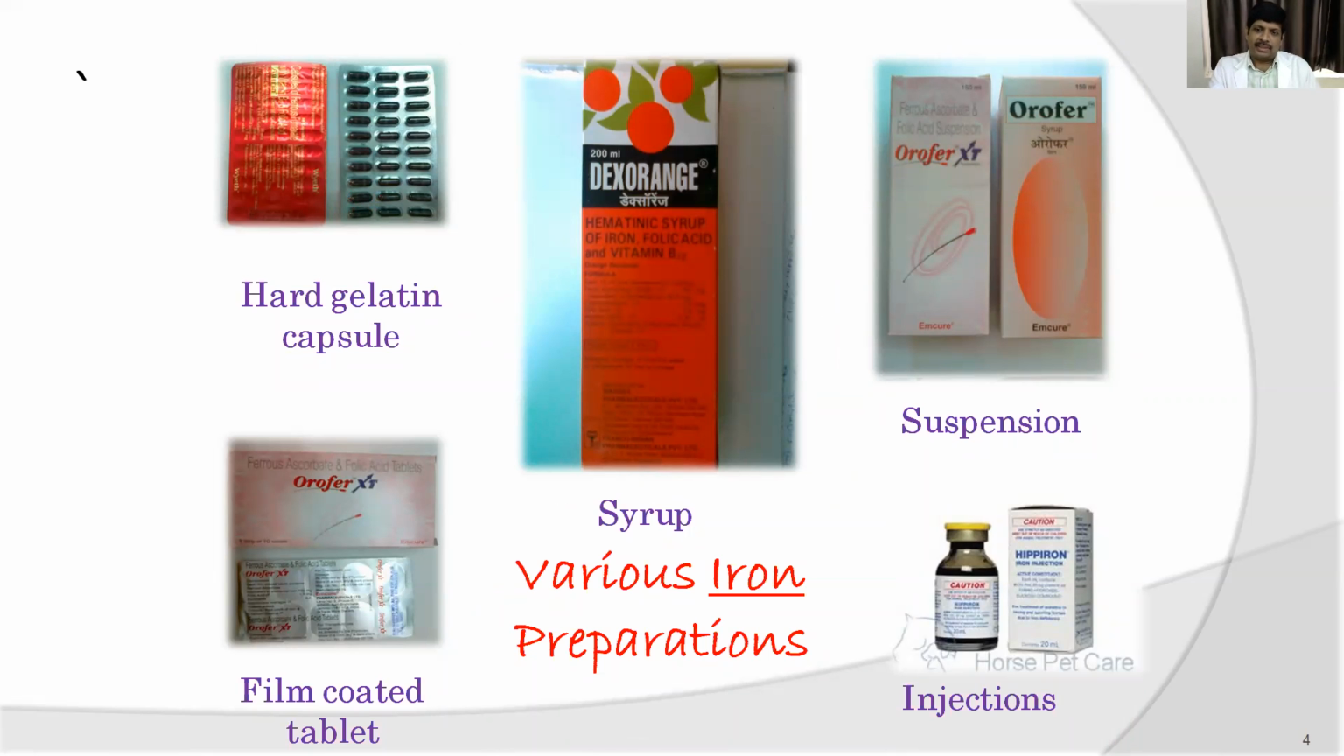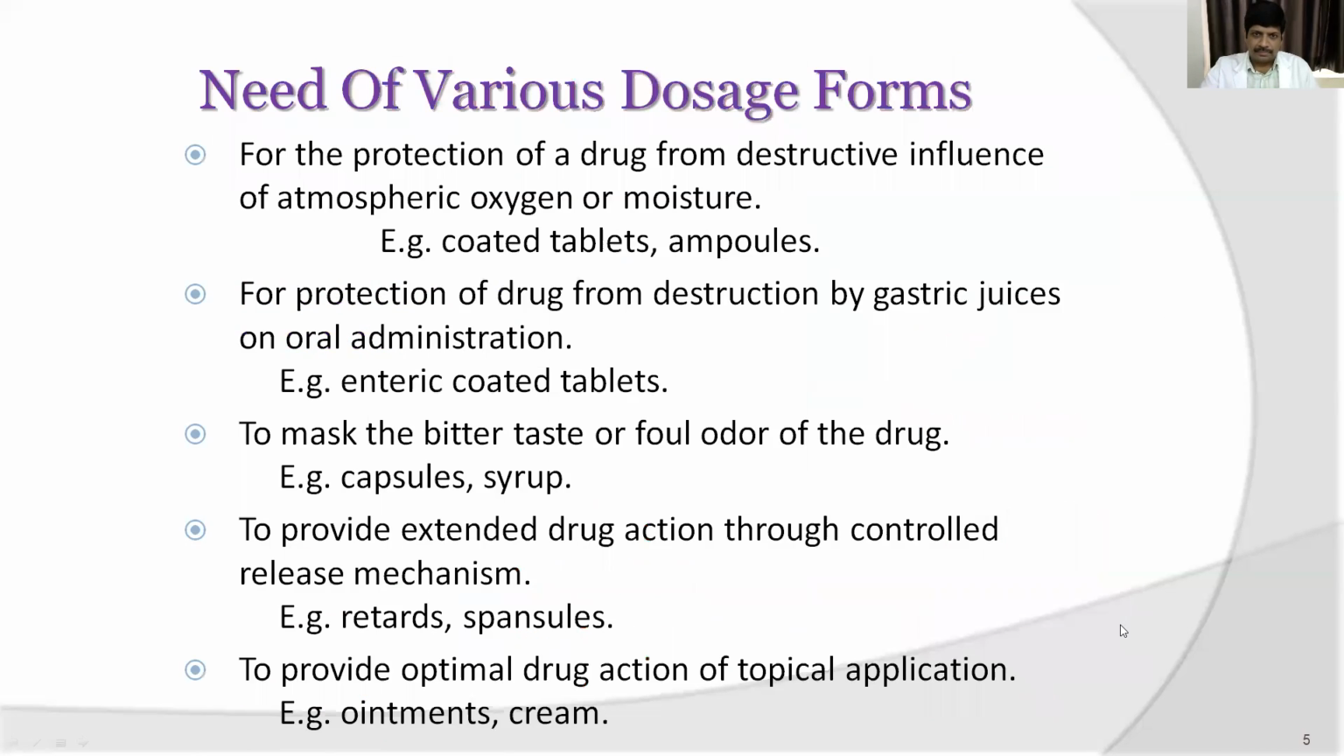See, these are the liquid preparations also. We have here the syrup. Here we have another type of tablet, that is film coated tablet. There is hard gelatin capsule. There is suspension and there is injection. Now, why do we need various dosage forms?